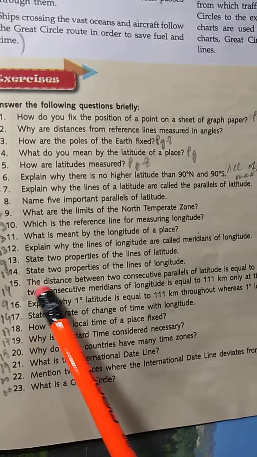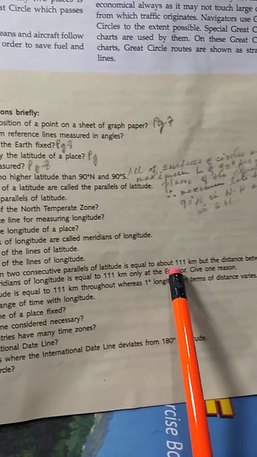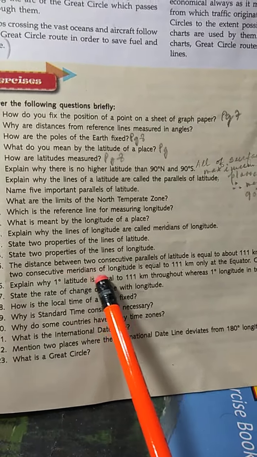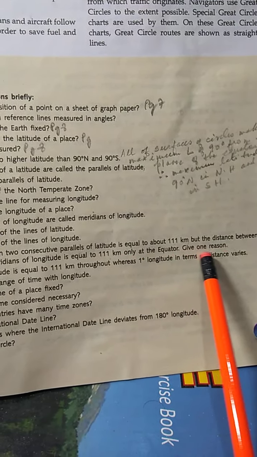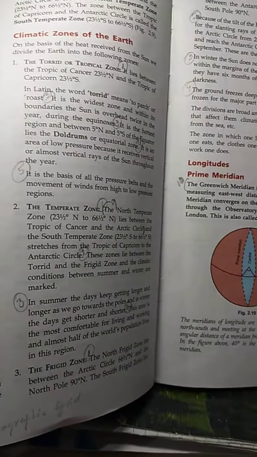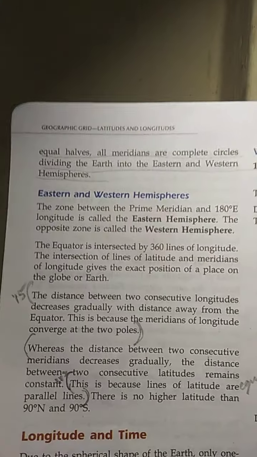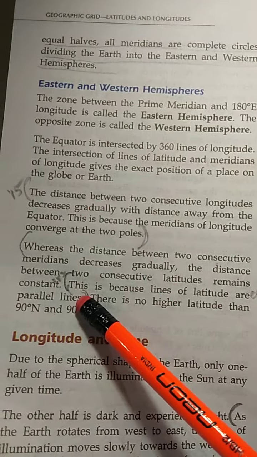The next question is the 15th question. The distance between two consecutive parallels of latitude is equal to about 111 kilometers, but the distance between two consecutive meridians of longitude is equal to 111 kilometers only at the equator. Give one reason. Now this is given on page number 14. The answer is given on page 14. Let's have a look at it. You can see this paragraph, particularly Eastern and Western Hemisphere, and we take the answer to be in the third and the fourth paragraph here.